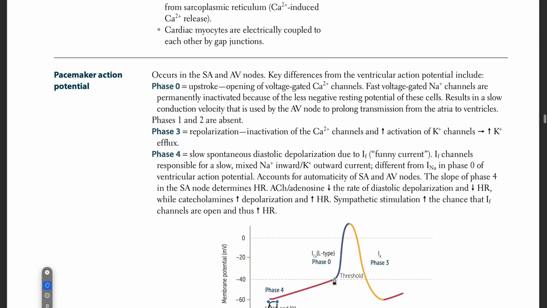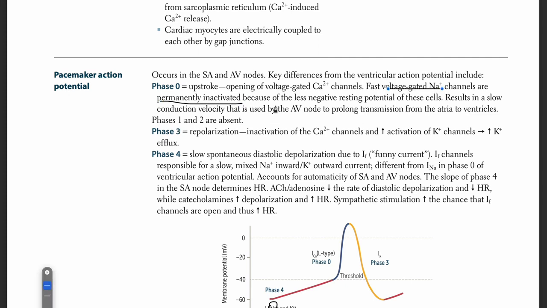Phase 0 also occurs at the upstroke, so that's not changed: the upstroke is opening of voltage-gated calcium channels. Fast voltage-gated sodium channels are permanently inactivated because of the less negative resting potential of these cells, which results in a slow conduction velocity that is used by the AV node to prolong transmission from the atria to the ventricles. So you don't have sodium coming in here.